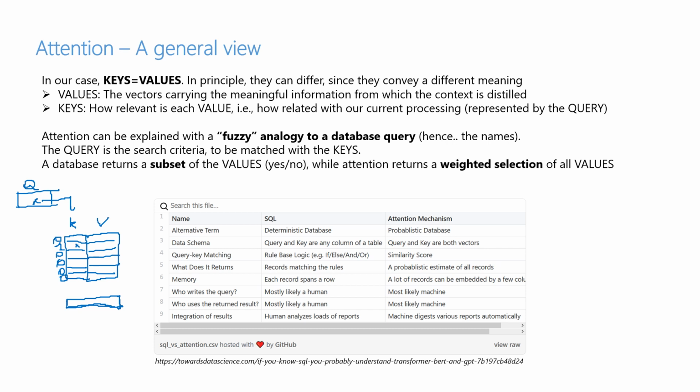In case of attention, what we get is a more smooth selection, where we can say, okay, I take 0.2 of this row, I take 0.3 of this row, and I take 0.5 of this row. So there is an analogy between attention and a database query.